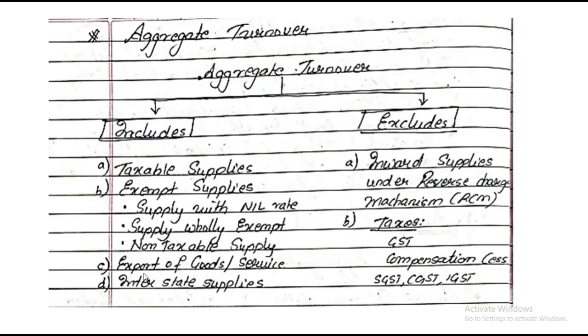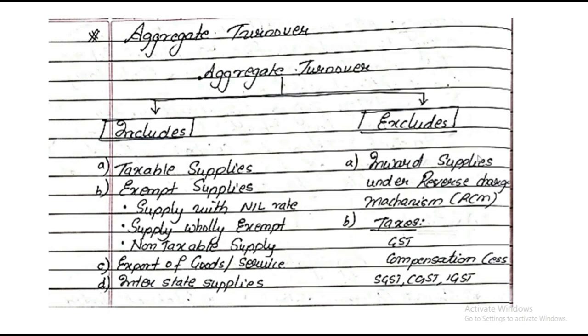Again, you are exporting, meaning you are providing. Anything which you are providing, anything which you are selling, anything which you are supplying, all that gets added to your aggregate turnover. Also, all the interstate supplies. If you're going to supply anything to different states, again, all that gets added to your aggregate turnover. What are the things that do not get added?